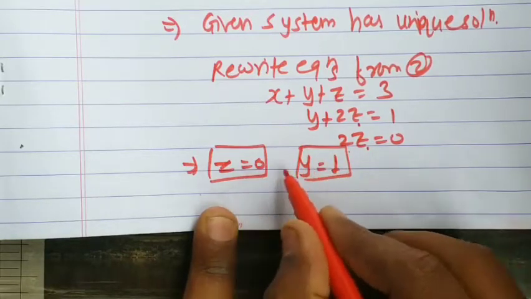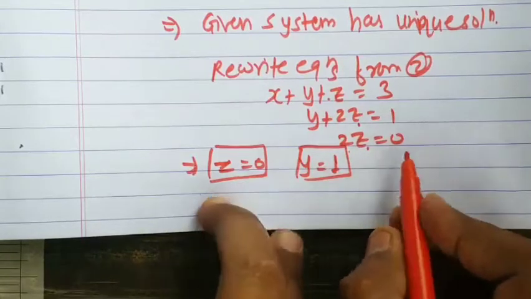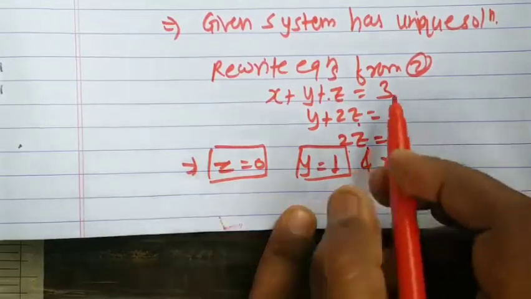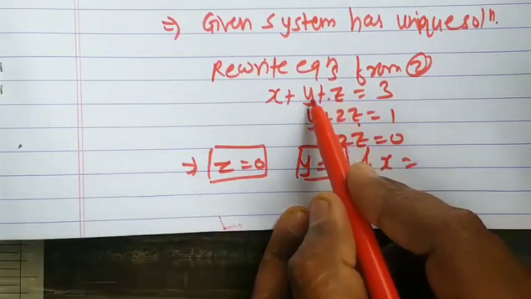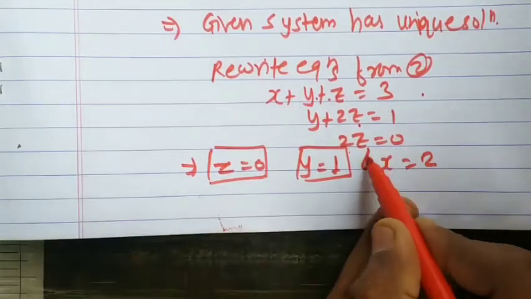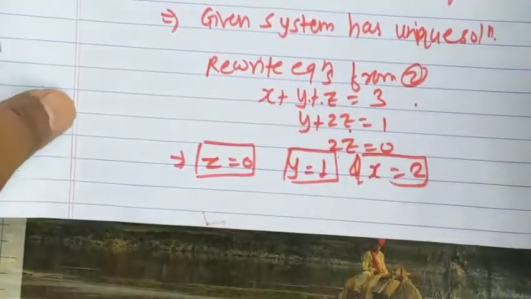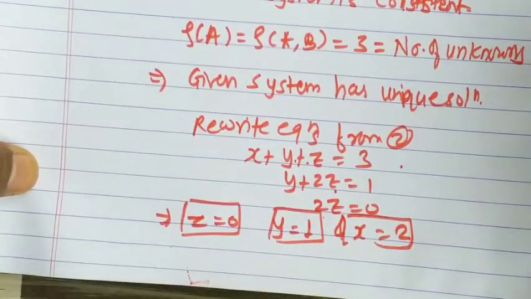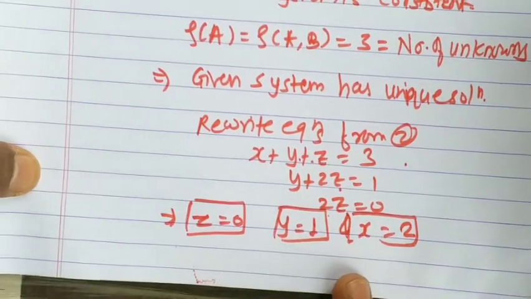Now put these values of y and z in this first equation to get the value of x. x equal to, if you put y equal to 1, z equal to 0, and this one you need to transfer to the other side, so we'll have 3 minus 1, that is 2. So the value of x is 2. So this is the unique solution of the given system, that is the values of x, y, z.